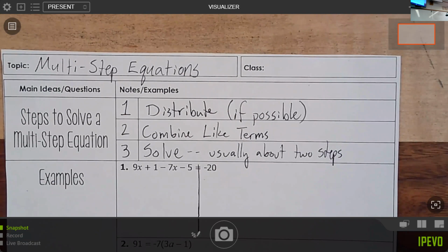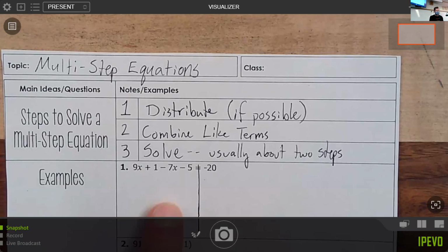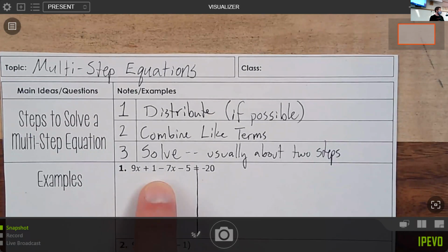And since this is not an art class, I don't think those are going to be all that useful. So we're going to start here, basically putting shapes around the like terms. Everything with an x is a like term. So the 9x.